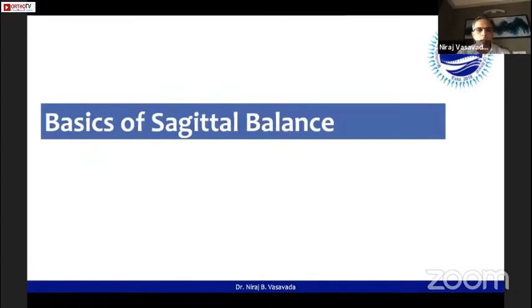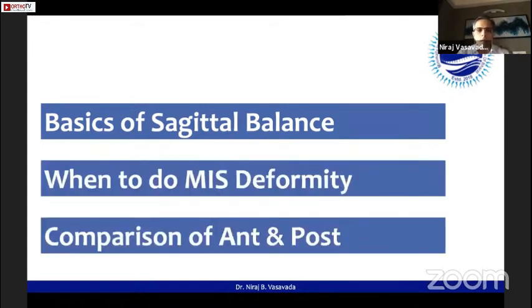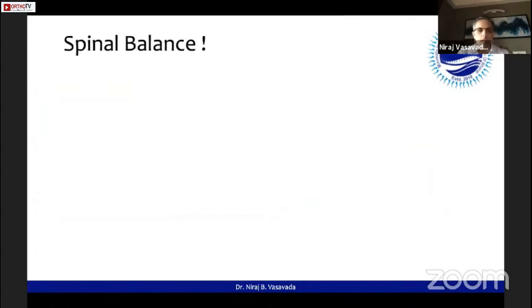So I have tried to design this talk in basically 3 parts. With just a few slides, 3-4 slides, I would take on the basics of sagittal balance, when we can do MIS deformities, and comparison of anterior and posterior. And finally, we'll try to conclude what I think and what I have understood, and would want comments from experts sitting on the panel about further decision making.